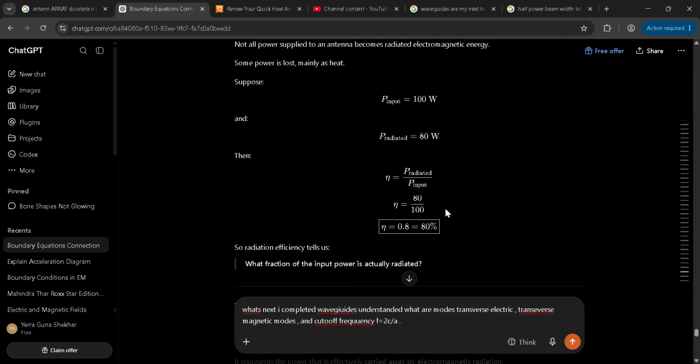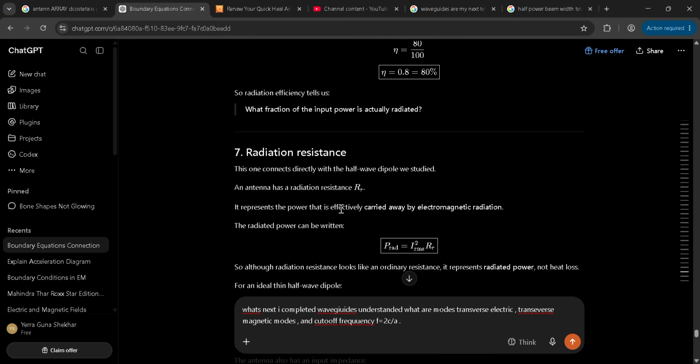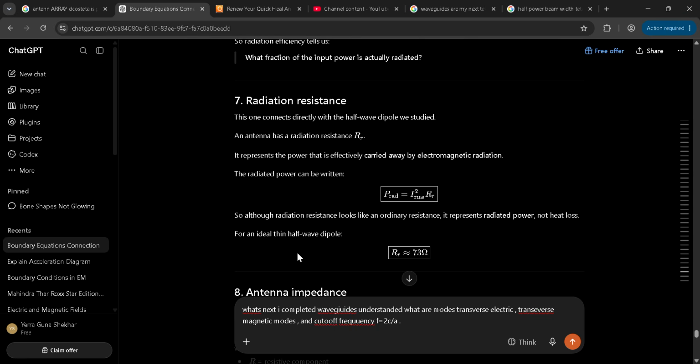Radiation resistance. This one connects directly with the half-wave dipole we studied. An antenna has a radiation resistance R_R. It represents the power that is effectively carried away by electromagnetic radiation. The radiated power can be written P rad equals I squared RMS times R_R. So although radiation resistance looks like an ordinary resistance, it represents radiated power, not heat loss. For an ideal thin half-wave dipole, R_R equals 76 ohms.